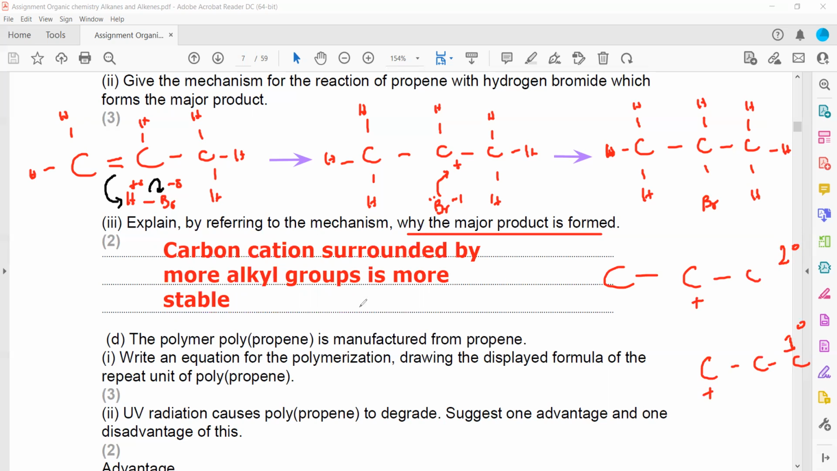For the second mark, you will mention that it is a secondary carbon cation. Secondary means 2 carbon chains are attached. If 1 carbon chain is attached to the positive carbon, we call it primary. If 3 are attached, we call it tertiary. So a secondary carbon cation is more stable than a primary carbon cation.